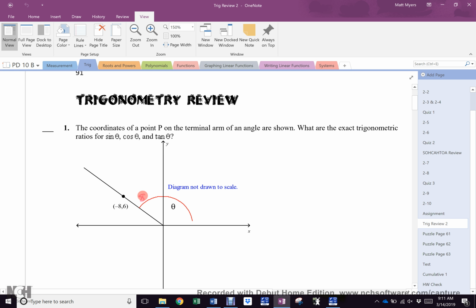All right. 8, -8, 6, which makes that 10. So sine is 6 over 10, which is 3/5. Cos is -8/10, which is -4/5. And tan is -6/8, which is -3/4.